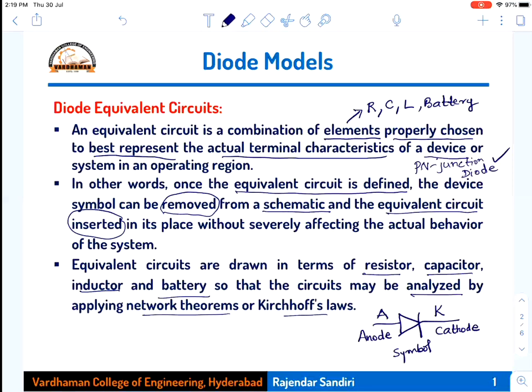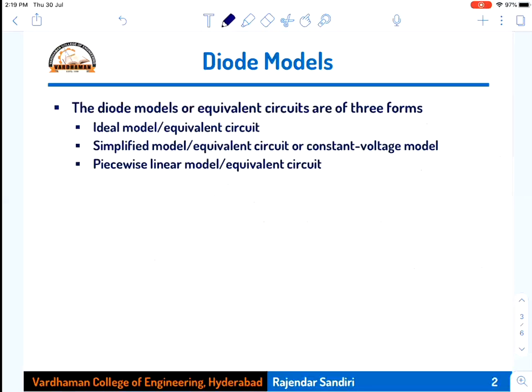In its equivalent models that we will see. What are the different types of models or equivalent circuits? There are three forms of models available. Diode models or equivalent circuits are of three forms. The first one is the ideal model, or ideal equivalent circuit. Model is nothing but equivalent circuit, so wherever a model is there, you can take that model as an equivalent circuit.